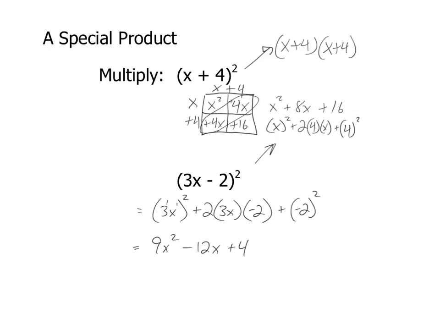So I could have done what I did earlier. I could have done 3x minus 2 times 3x minus 2 and done my distributing. But this is a nice little shortcut. You know, I'm big on understanding concepts and looking for little shortcuts here. So if that's something you can see and apply, hey, that's great stuff.